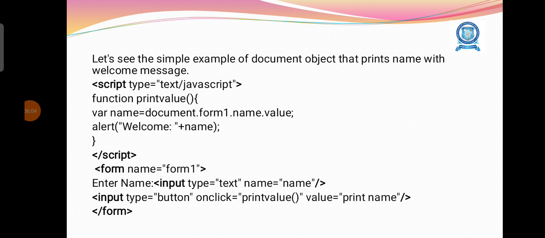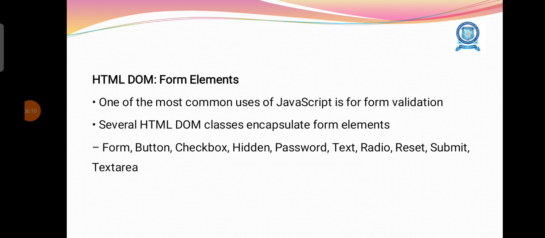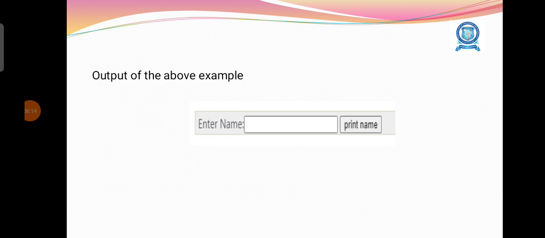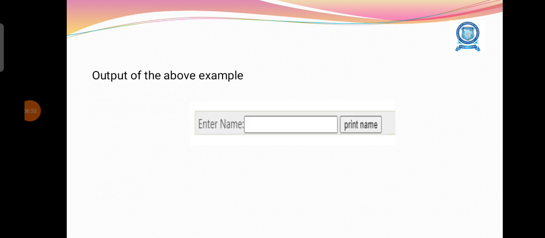That's all. First of all we will fill the text field by giving some name in the input field, then we will click the button, whose name is print name. Once the button is clicked, the particular function will be called. So we have written the code onclick equal to printValue. Print name is the name of the button.